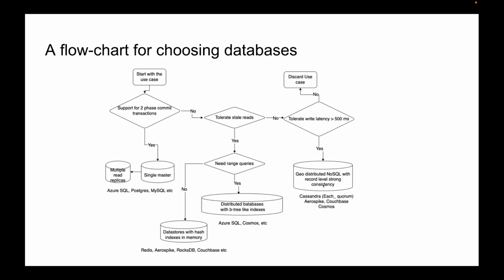If the answer to that is yes, you can again go with a geo-distributed NoSQL data store, such as Cassandra, where Cassandra gives you options to tune the consistency level. And this sort of tuning is available even in Cosmos or in Couchbase and even in Aerospike. Okay. So this is, I don't know, the simplest flowchart I could think of for figuring out what database I need to choose based on the characteristics of my use case. Okay.